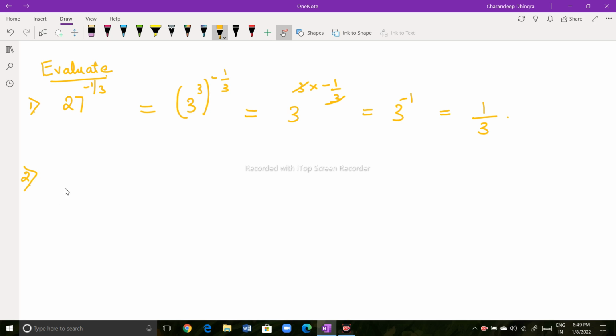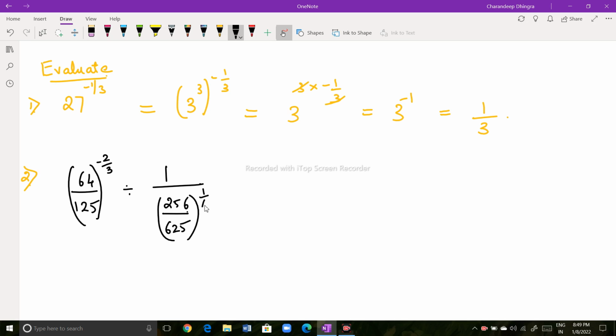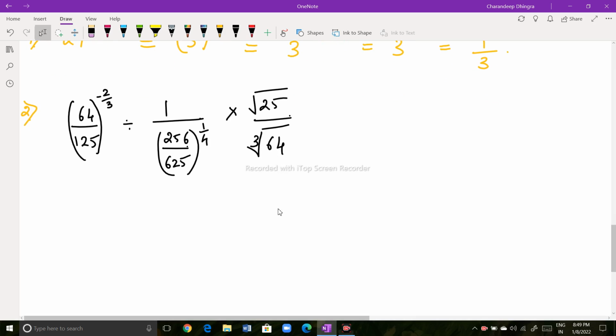Let's say we have something like this. So let's take a complicated question. Let's say the question is 64 by 125 raised to minus 2 by 3, divide by 1 upon 256 by 625 raised to 1 by 4, into square root of 25 upon cube root of 64. Let's say this is the question.